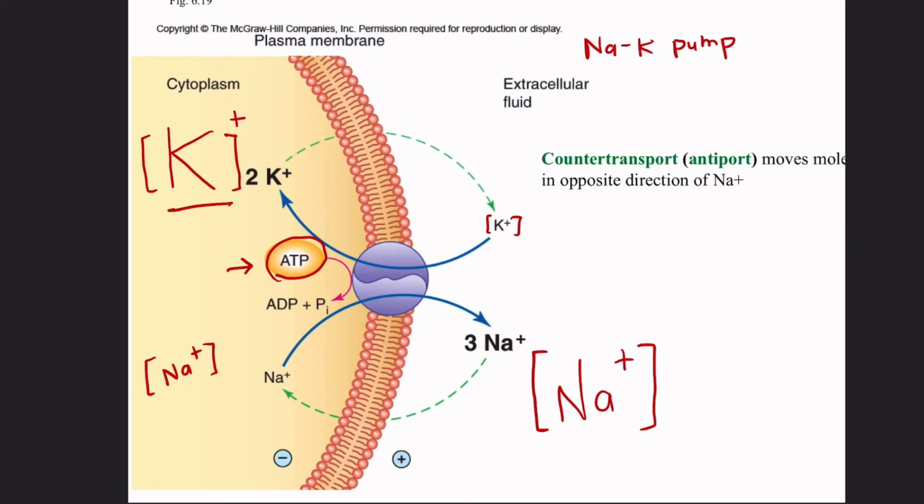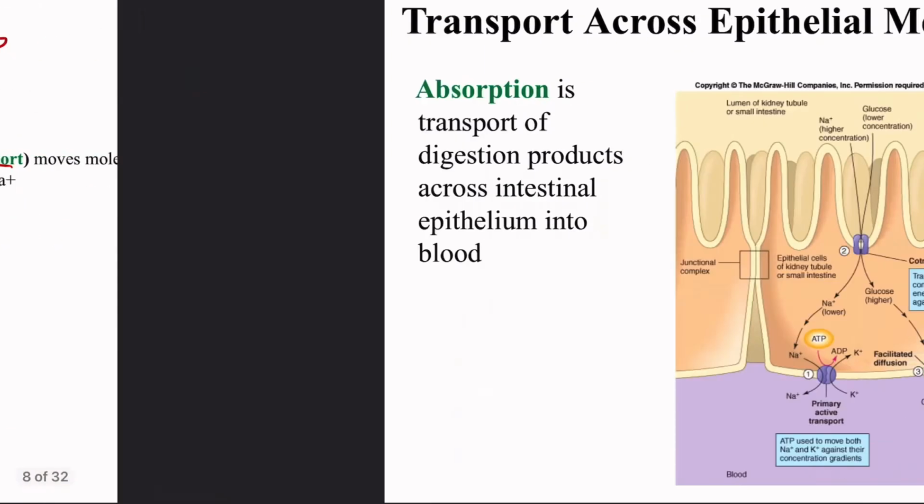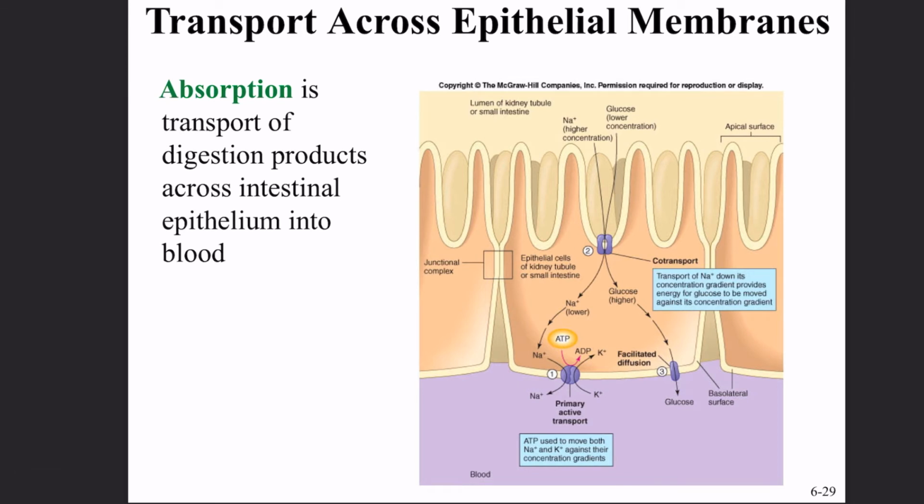This is called countertransport or antiport because these two molecules are going in the opposite direction, unlike symport in the last slide. In anatomy, we spoke a lot about how absorption occurs, and this is a great image showing how the sodium potassium pump and co-transport allow us to take in glucose from our small intestine. Here we have our sodium potassium pump making it so that the concentration of sodium is really low in the cell, but greater elsewhere, right? And maybe it's greater out here, and maybe it's greater out here.